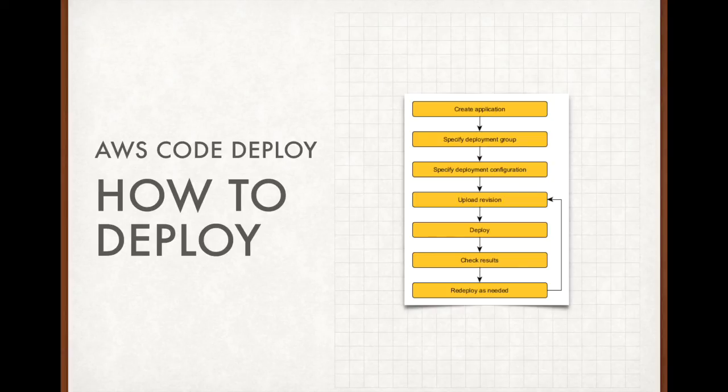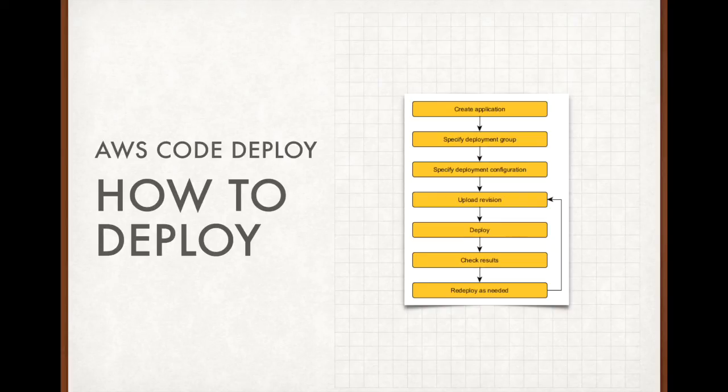The next step is to upload the revision. This is basically where you just upload all of your files to whatever you specified for it to go to. This is also where you run any scripts that you need to run for when you update your application.